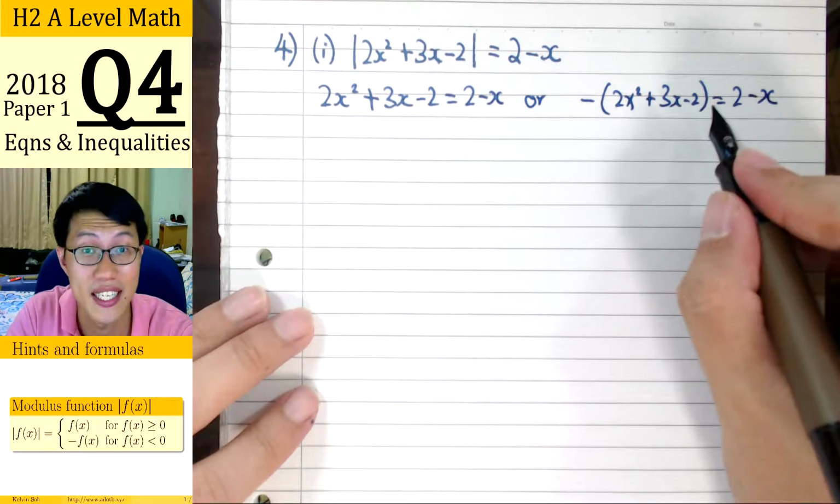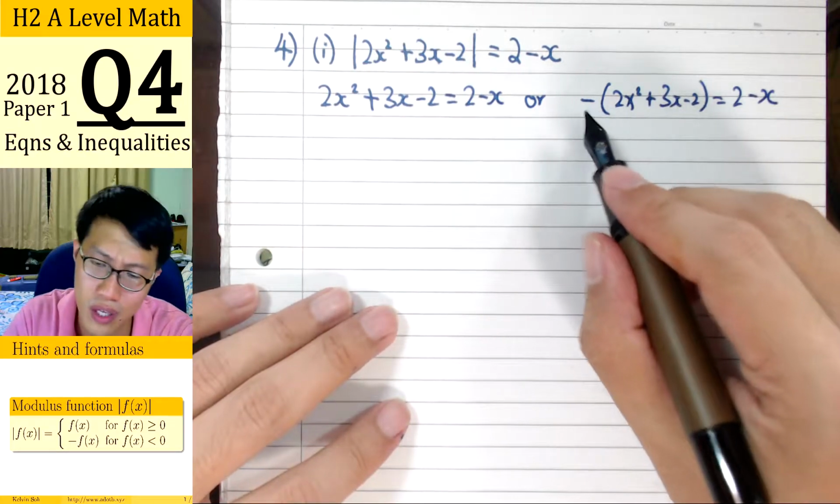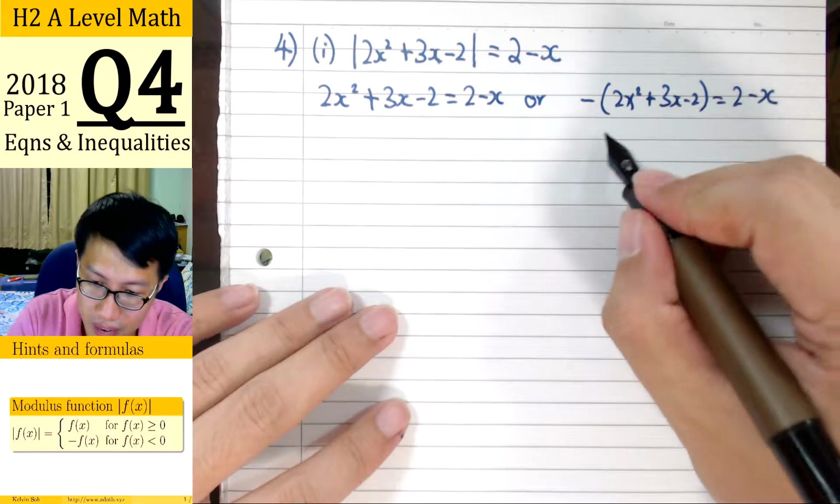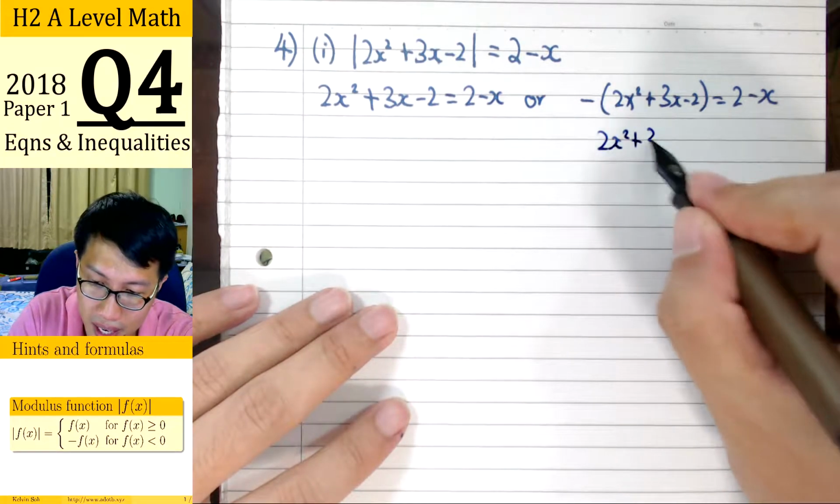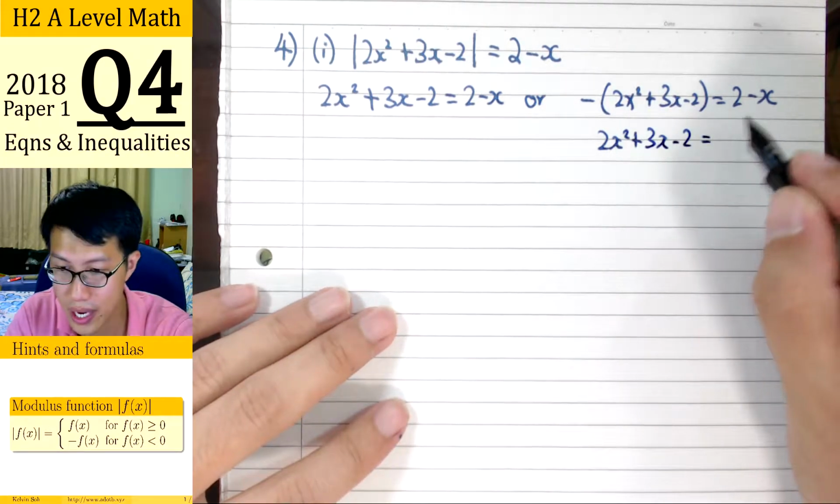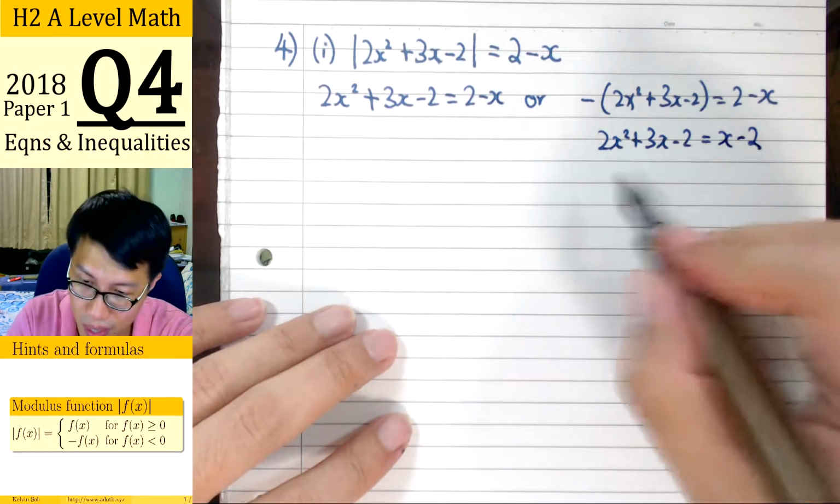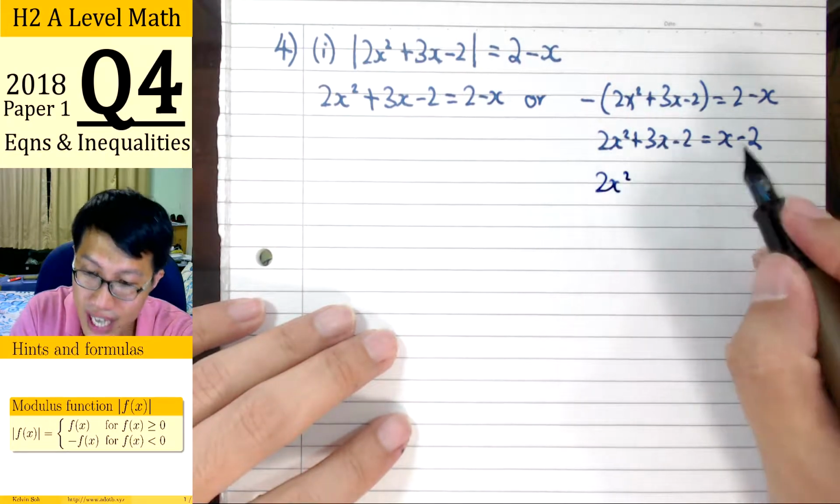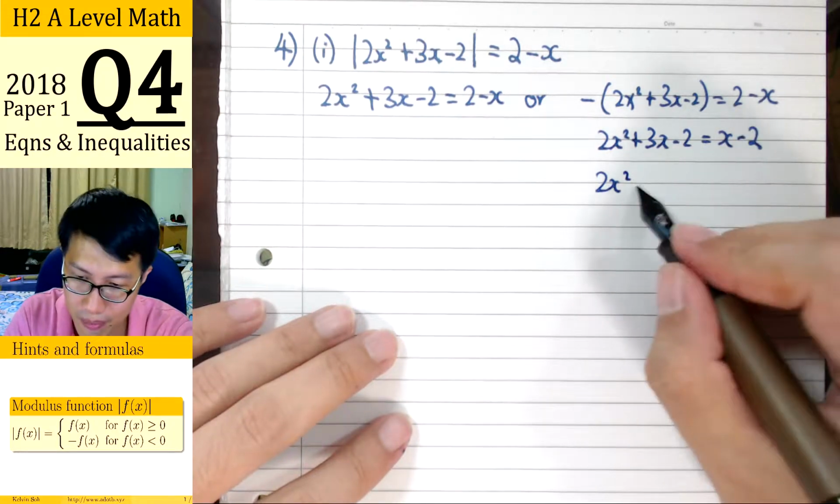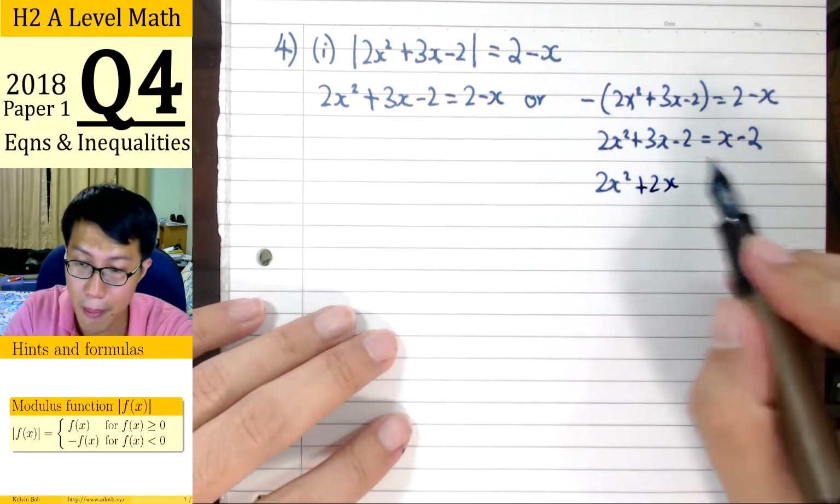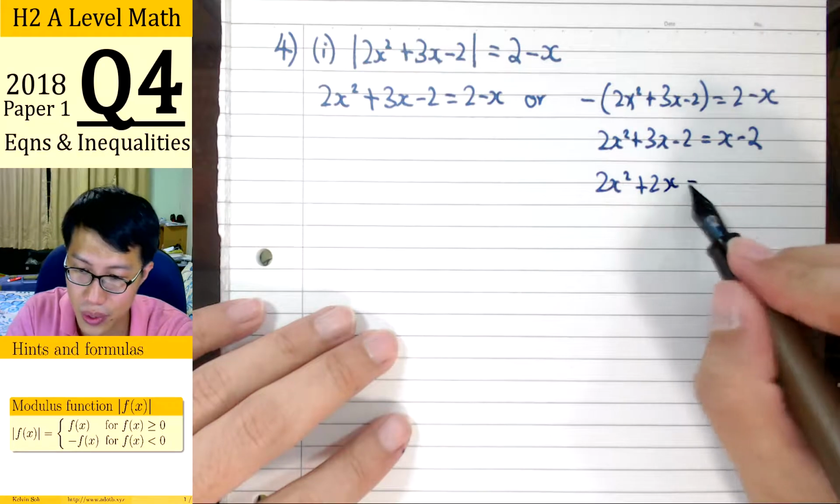Let's do this case first. So let's throw the negative sign over to the other side. So we have 2x squared plus 3x minus 2 equals x minus 2. Okay, next we move everything over. So we have 2x squared, 3x minus x gives us 2x, so we have plus 2x. Minus 2 and minus 2 cancels. So we get equals 0.